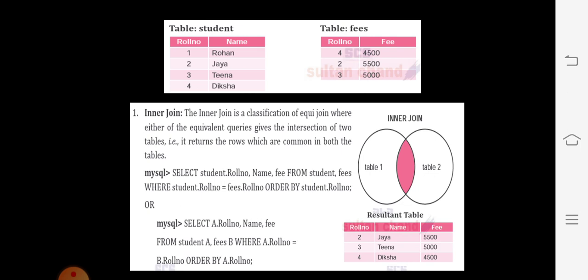My dear children, I think you are all clear about what is inner join and outer join. Likewise, we have left and right join. We can discuss those clauses in the online session because that is least important for your curriculum.